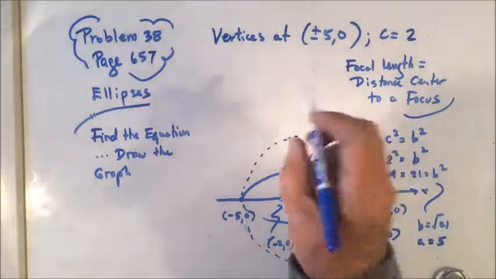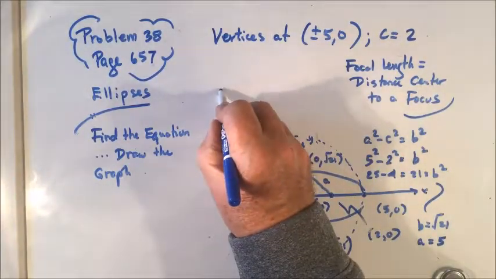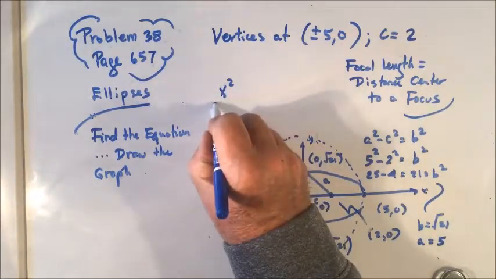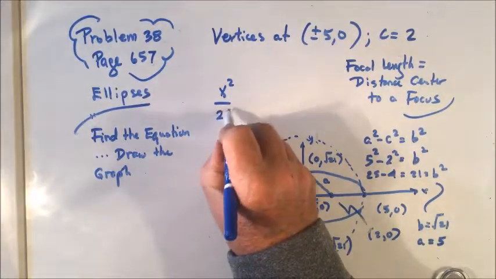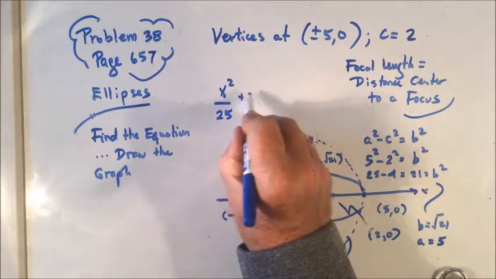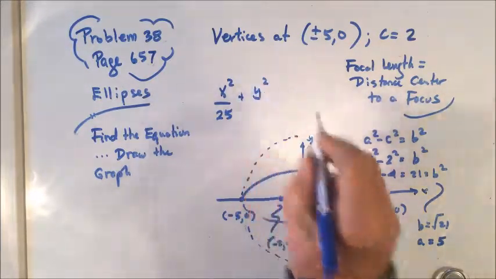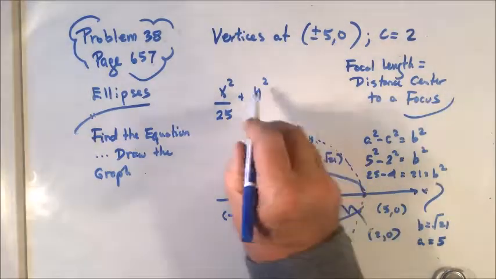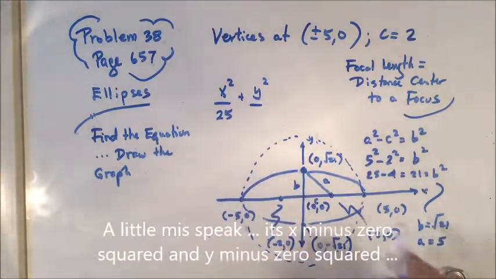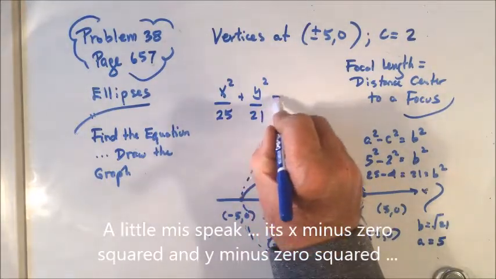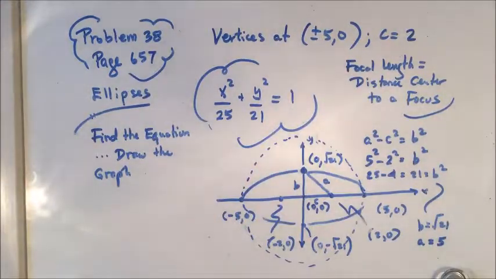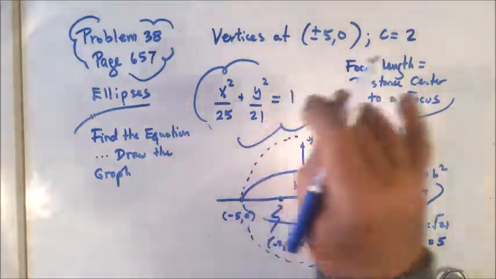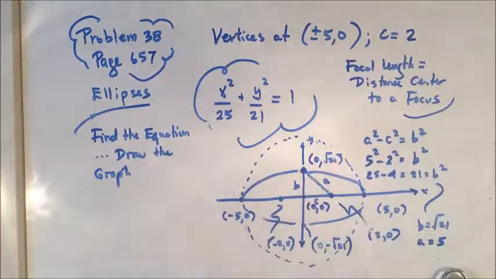So the formula here is x minus h squared, where h is 0, all over a squared, I'm just going to make it 25, plus y minus k squared, where k is 0, all over b squared, 21, is equal to 1. And there's the equation and the graph that results from this data. Okay, let's move on.